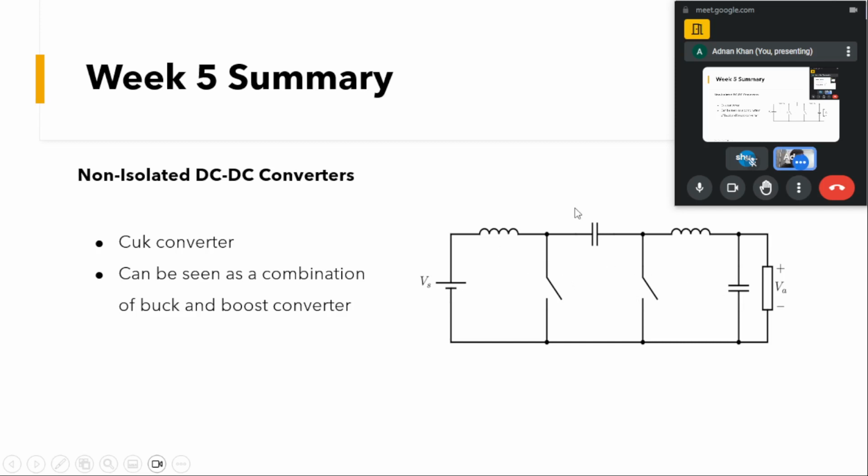No, sorry, if you look at the input, it is like a boost converter, where we had an inductor, then the switch, followed by a diode, and then an output filter capacitor and the load. And at the output, we have a structure similar to the buck converter, with an inductor at the output. So this converter is a combination of the buck as well as the boost topology.